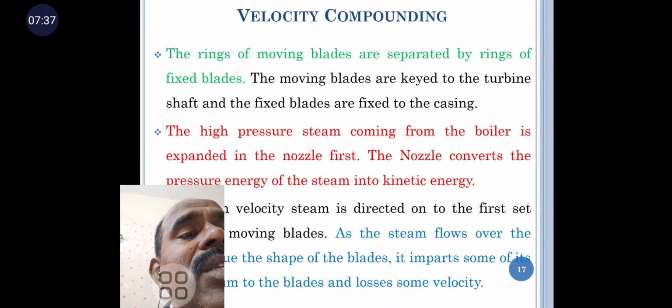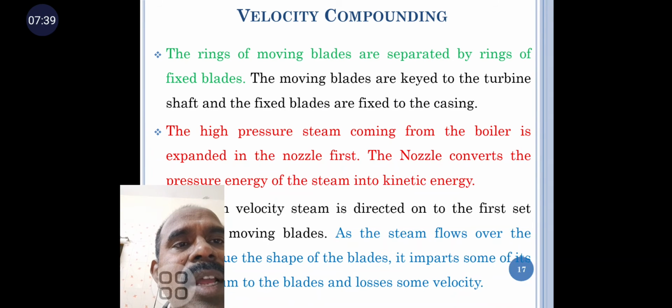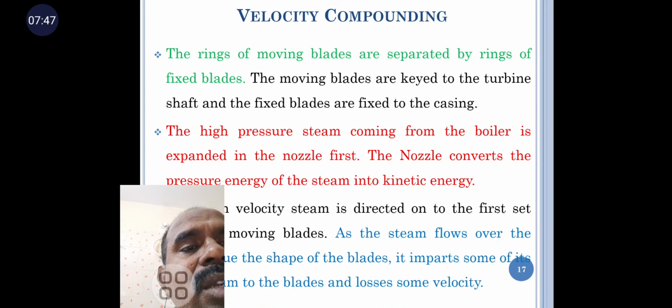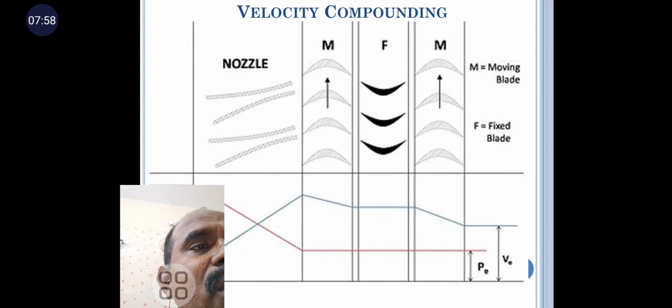The high pressure steam coming from the boiler is expanded in the nozzle first. In the nozzle, the pressure energy is converted to kinetic energy. The high velocity steam is directed to the first set of moving blades. As the steam flows over the curved shape of the blade, it loses some velocity. That is the velocity compounding.